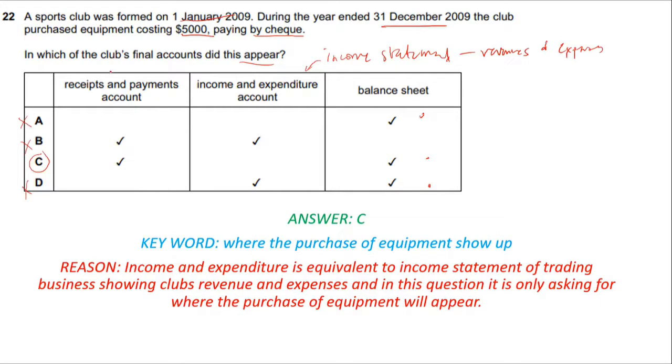Receipts and payments account is basically equivalent to the cash flow statement of a normal trading business. So receipts and payments would also report this payment of $5,000. In receipts and payments, this would be minus 5,000, and in the balance sheet, it would be plus 5,000. So you see, the accounting equation also balances off. Minus 5,000 plus 5,000, the net effect is 0. Balancing is very important in accounting. The fundamental accounting equation is assets equal to liabilities plus equity. They have to be in balance always. So option C is the correct answer to multiple choice 22.